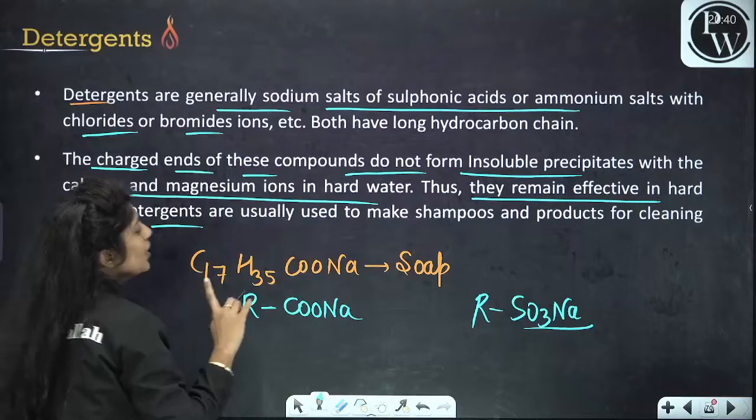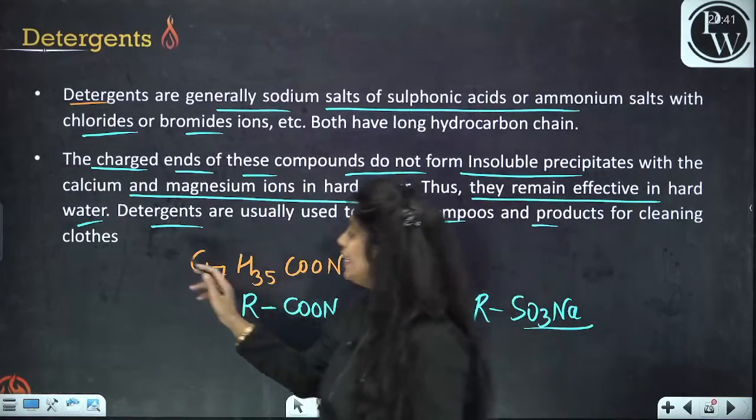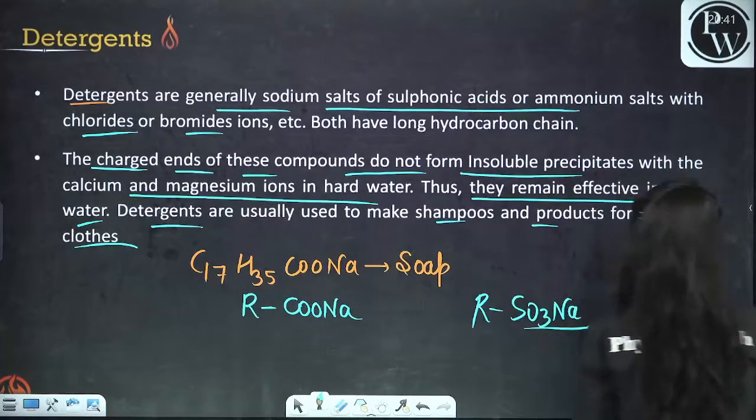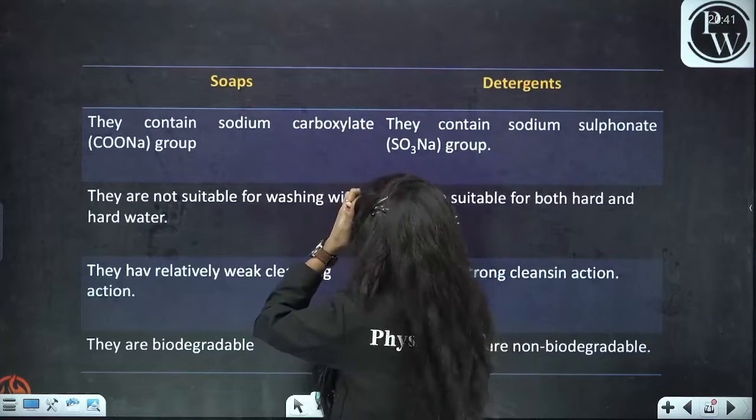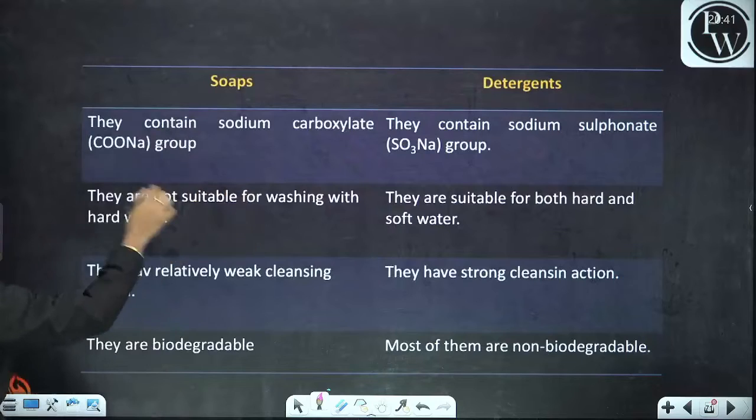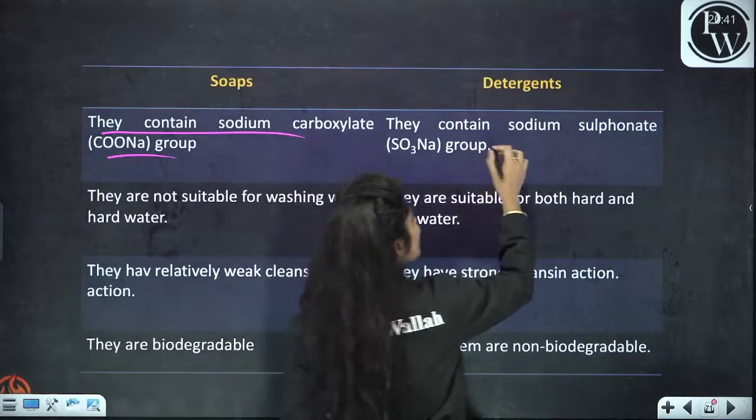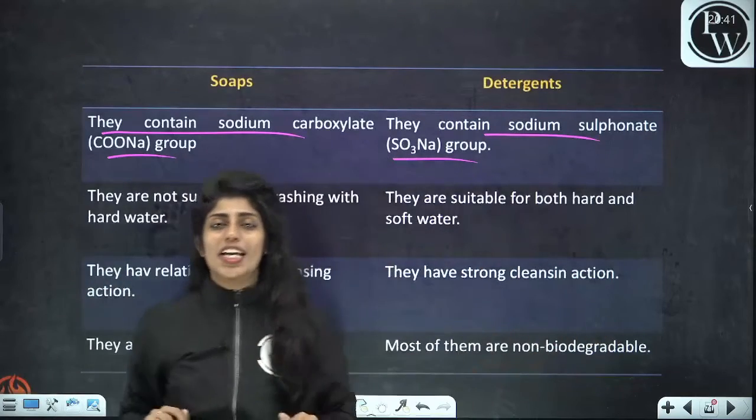Detergents are usually used to make shampoos and products for cleaning clothes. Are we done with this? So this was your detergent. Now soap and detergents have very clear differences. You can check in one space only. Soaps contain sodium carboxylate group. Detergents contain sodium sulfonate group. The ionic part is changed.